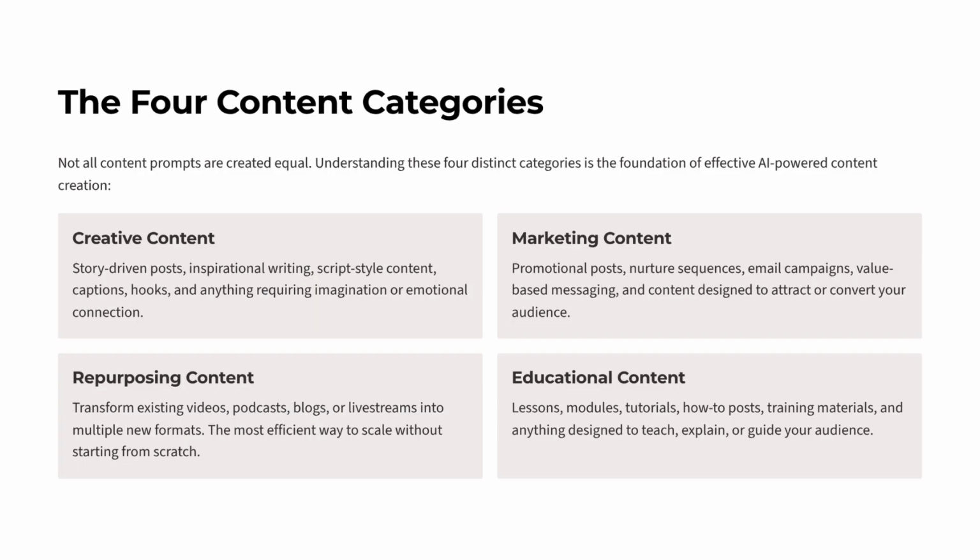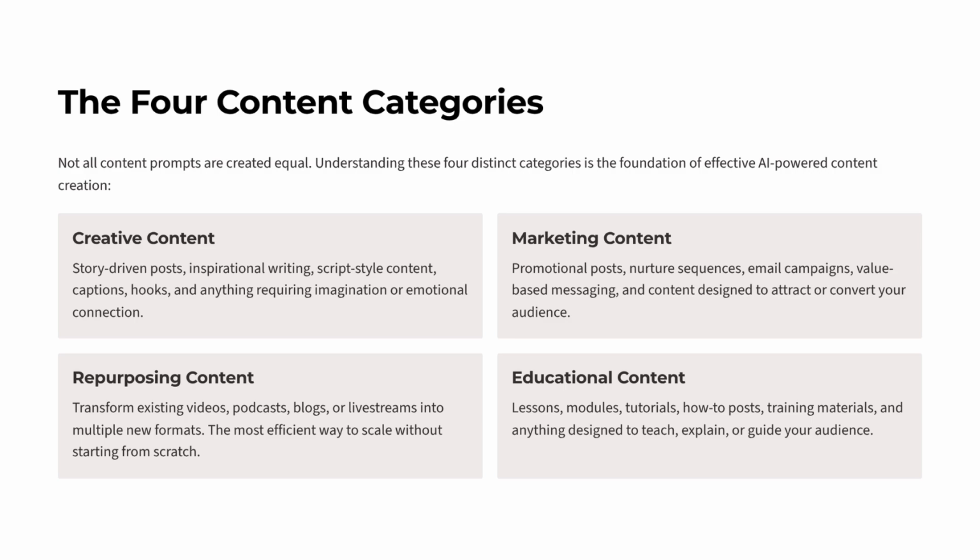Now, let's take a look at the 4 major categories of content. Understanding these categories is foundational because it determines the type of prompt you'll use and the pattern you'll follow. The first category is creative content. This includes anything that draws on imagination or emotional connection, story-driven posts, inspirational writing, captions, hooks, and anything that's meant to resonate on a personal level.